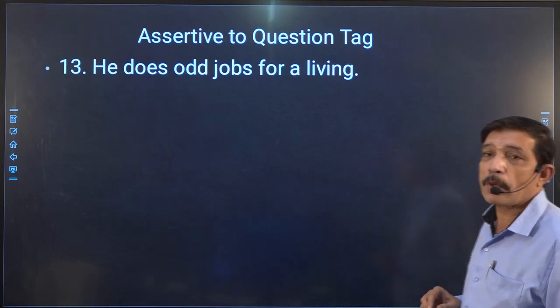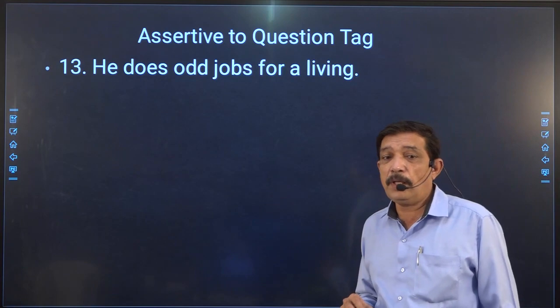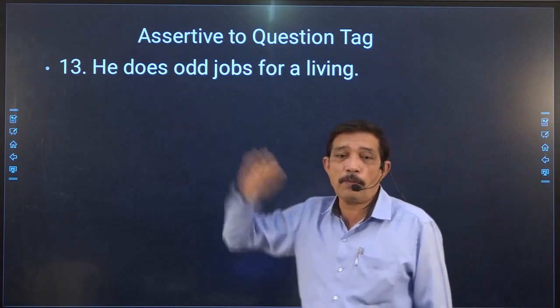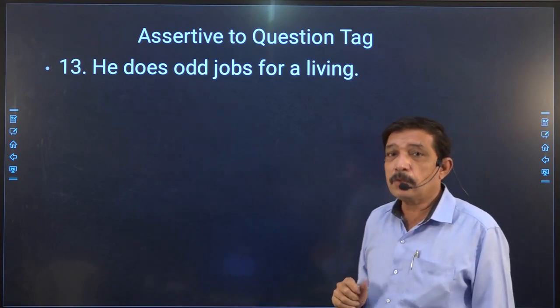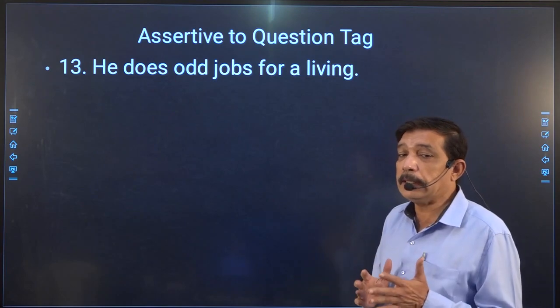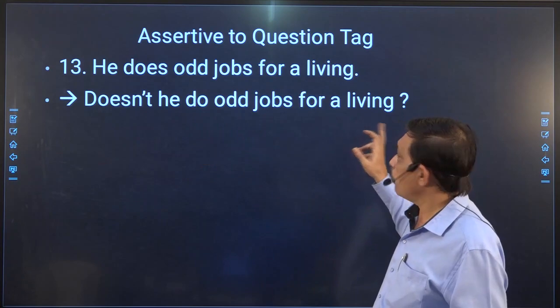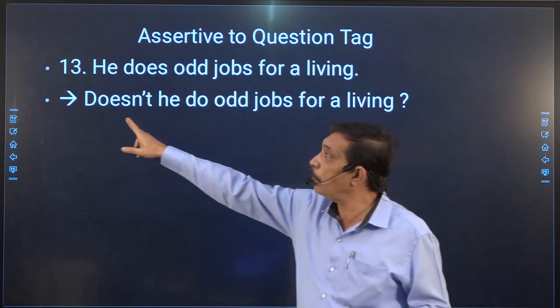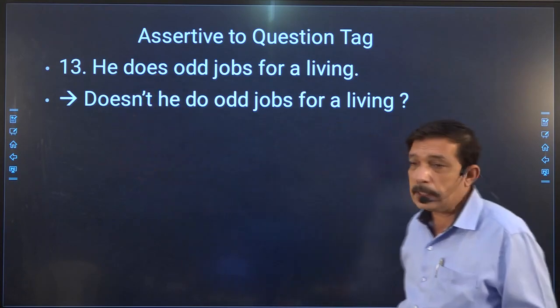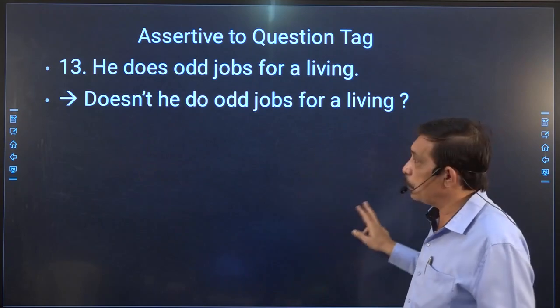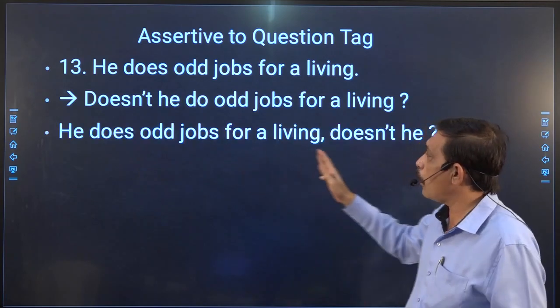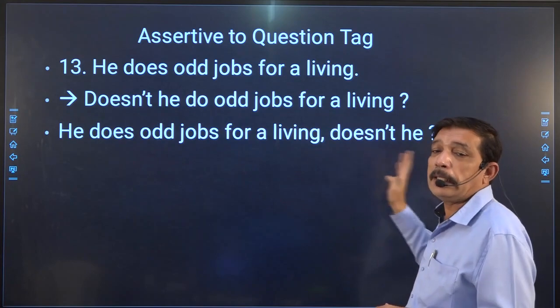He does odd jobs for a living. Now we already have the do form, does, right? So what is the form? He does odd jobs for a living. Doesn't he do odd jobs for a living? Yes. Now does is already given to us, and he is the subject. So how will we change it? He does odd jobs for a living, comma, doesn't he?